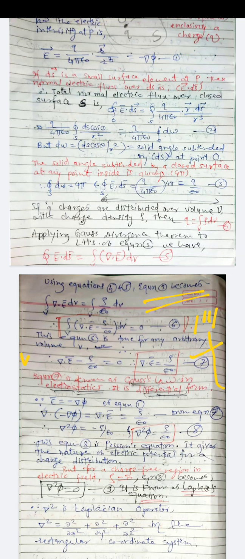This equation 7 is known as Gauss's law in electrostatics, which is mentioned here: divergence of E bar equal to rho upon epsilon 0. It is also known as the differential form of Gauss's law in electrostatics, as you know well, expressed in equation number 7.